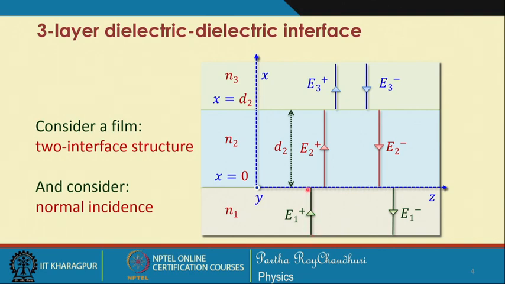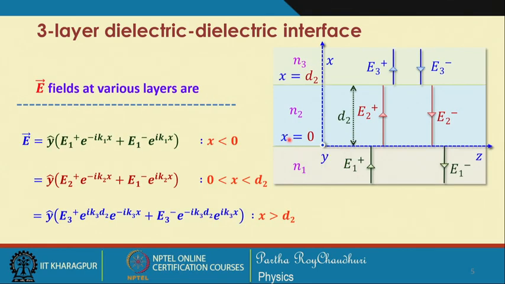Let us consider that the electric field is incident along this direction, and we designate this electric field by E1 plus, and from this interface part of the wave will be reflected. The electric field reflected from this interface we will designate as E1 minus, and similarly for the second layer, that is the film, this will be designated by E2 plus, and the one which will be reflected from this interface will be designated as E2 minus, then similarly E3 plus and E3 minus. The thickness of the film we consider as D2, because this is the second layer.